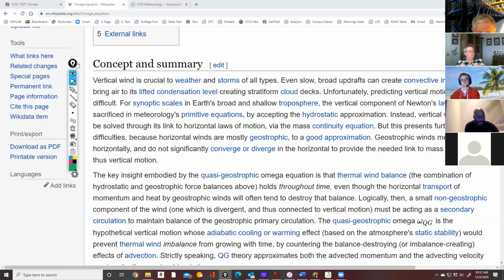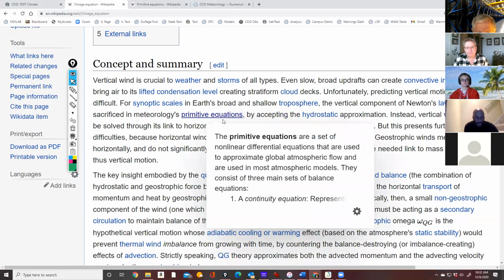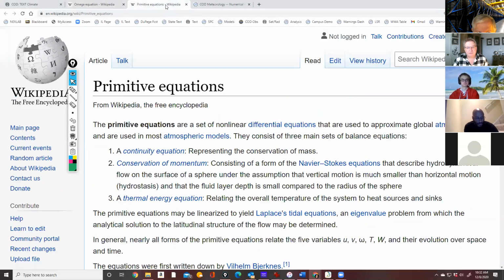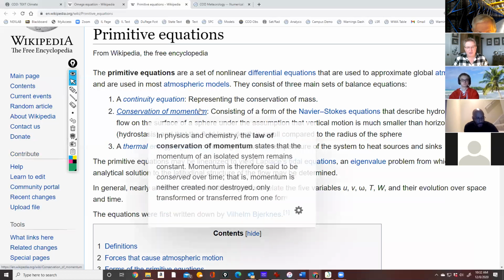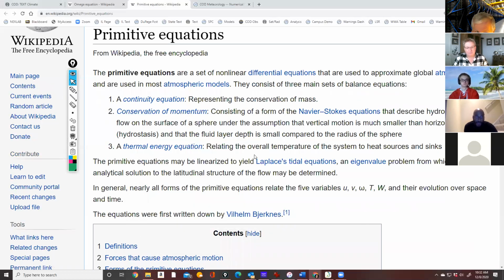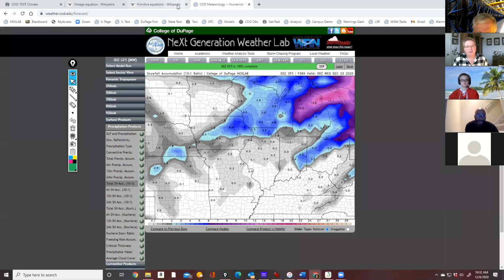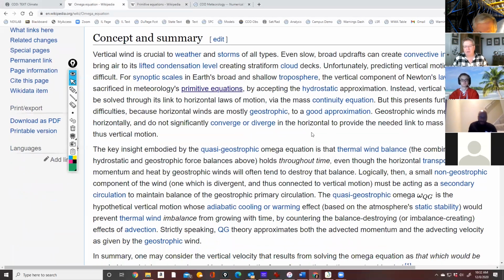The primitive equations, primitive means foundational. The foundational equations of the atmosphere: first law of thermodynamics, ideal gas law, the thermodynamic energy equation, mass continuity, and Newton's laws of motion. So in fact, if you go ahead and open this in a new window: continuity, conservation, momentum, thermal energy equation. Right? Those are the basic equations for how we do modeling. That's how we figure stuff out. Okay, keep going.